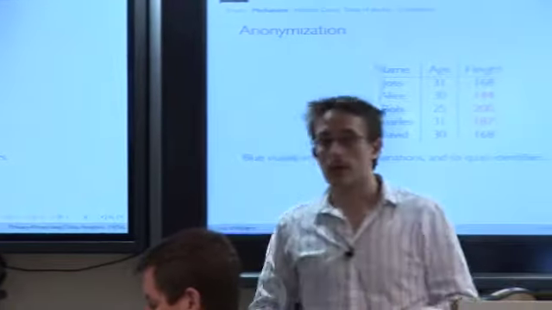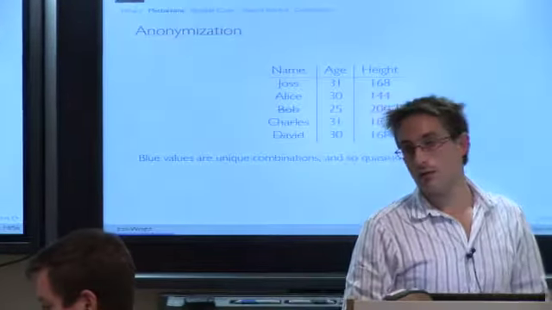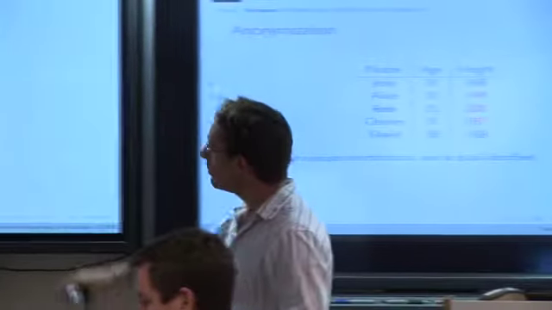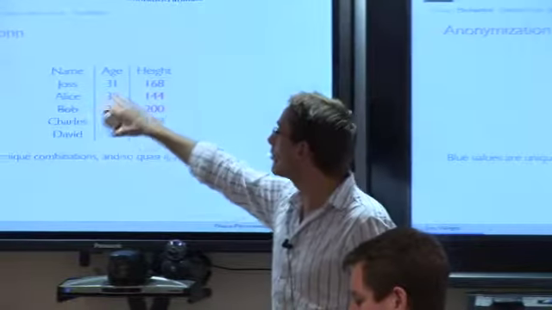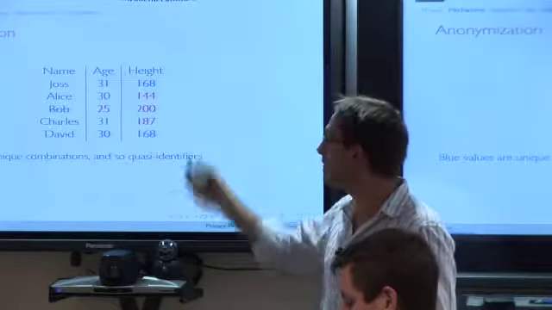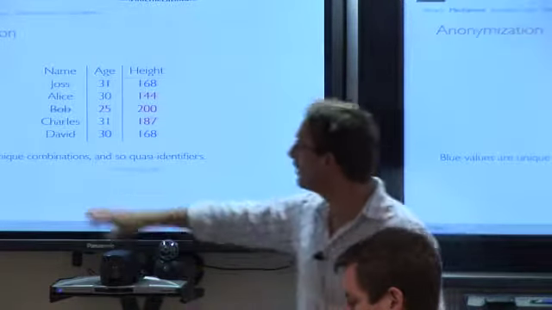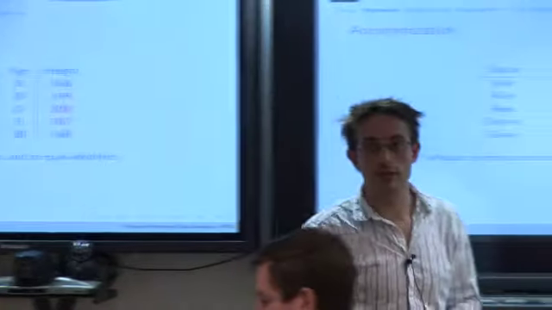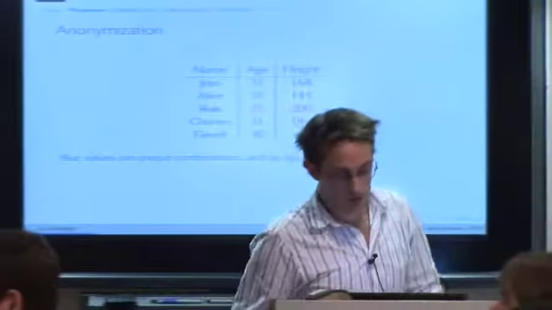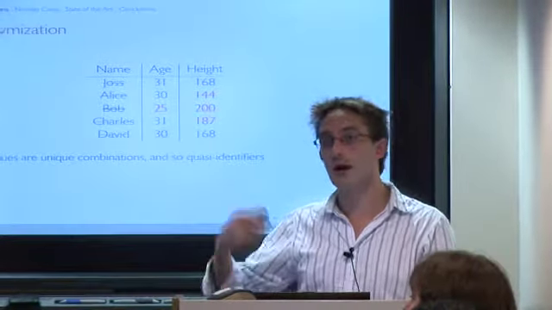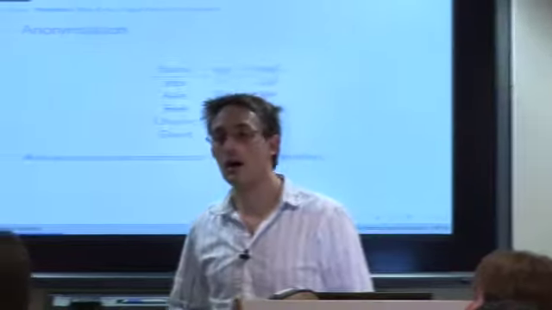What gets even more complicated is when you combine identifiers together. These are what we would call quasi-identifiers. Only Joss in this database is both 31 years old and 168 centimetres tall. That's a unique entry in the database. Only David is 30 years old and 168 centimetres tall. So what these allow us to do is to uniquely identify any individual in the database by learning their age and their height, for example.